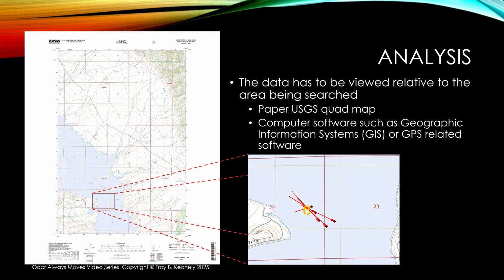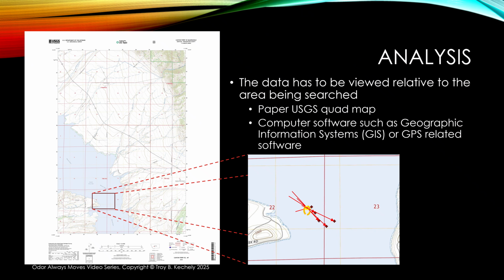Now, how do we analyze this? The data has got to be viewed relative to the area being searched. So it can be hand plotted on a paper USGS map, where, if you know your latitude and longitude, and you know how to account for magnetic north and all that stuff, good navigators can do this. You can actually scale this.